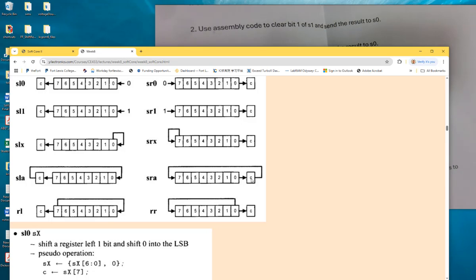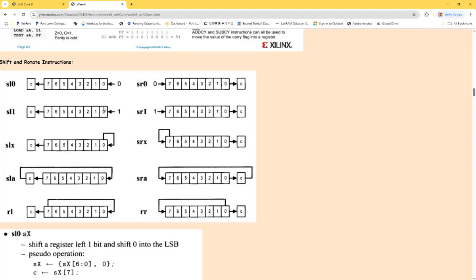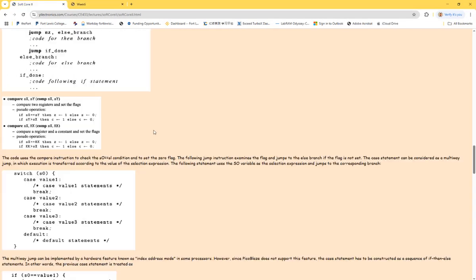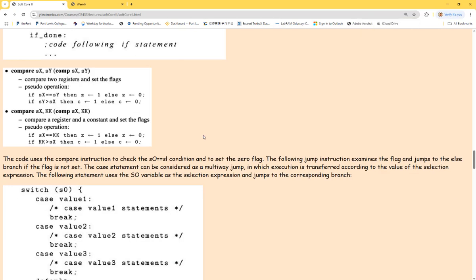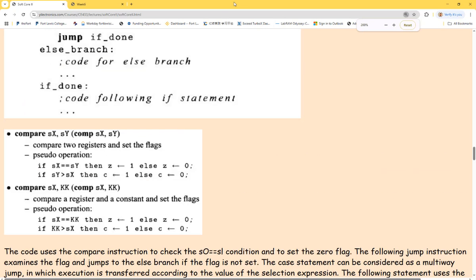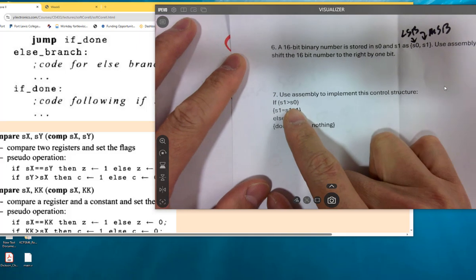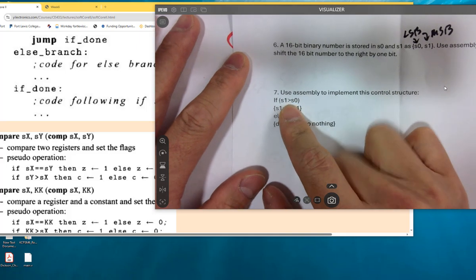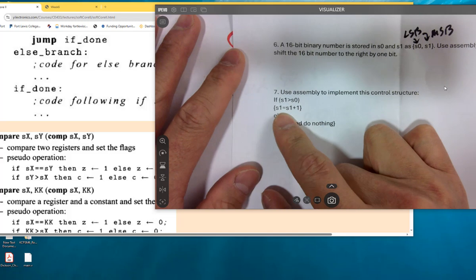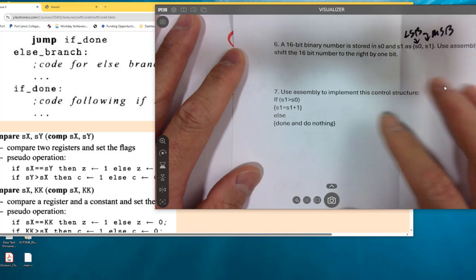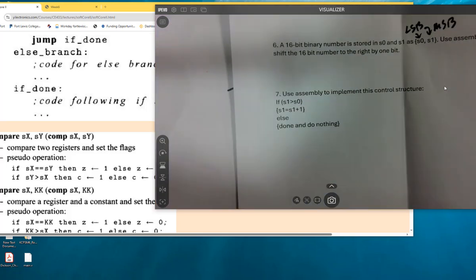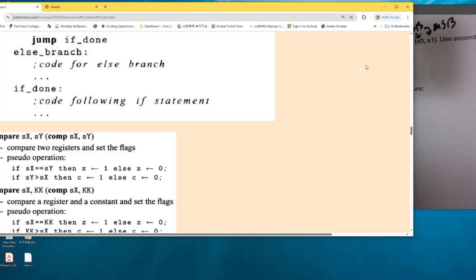It's converting that C program into assembly. So come back to this tutorial. Look at the paper. It's checking if S0 is less than S1, or S1 is larger than S0, then do something. Otherwise, do nothing. So the instruction you can use is compare.